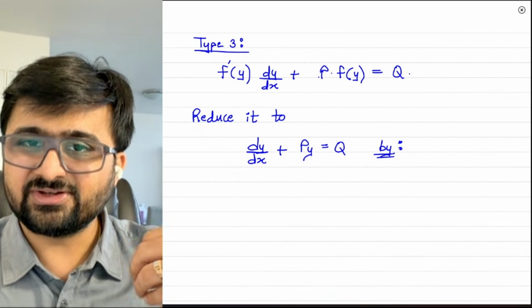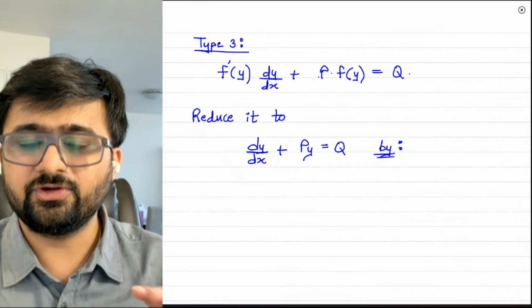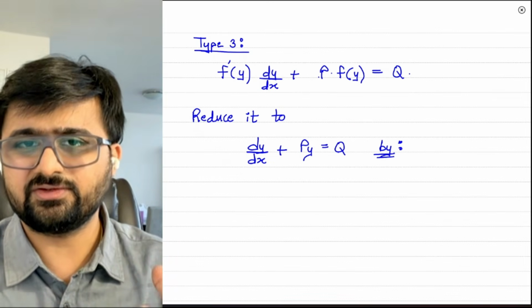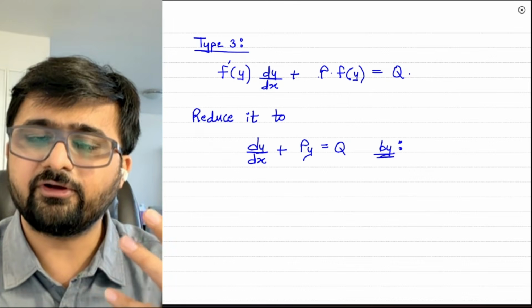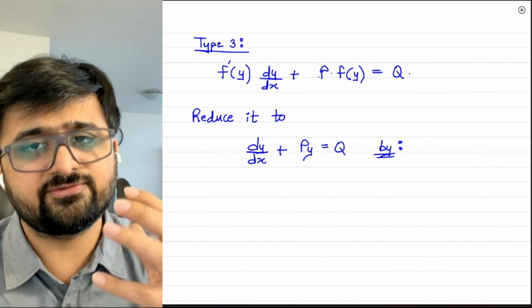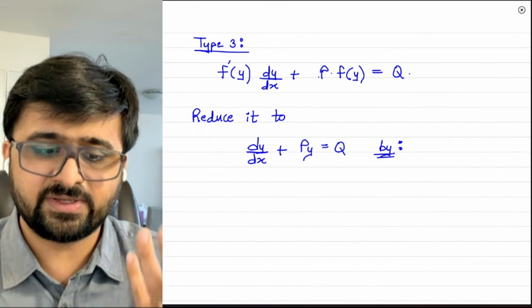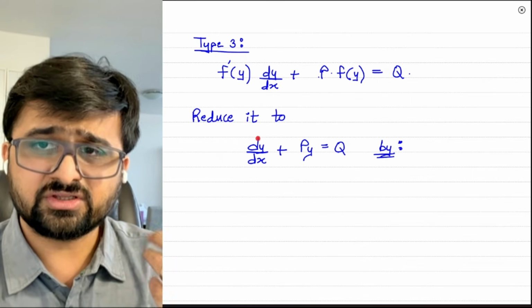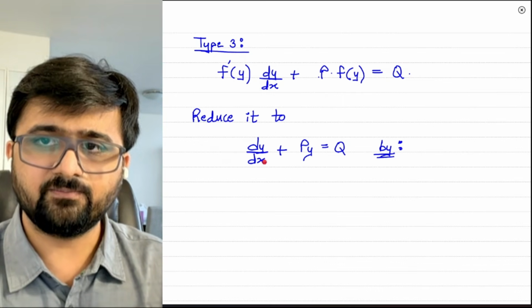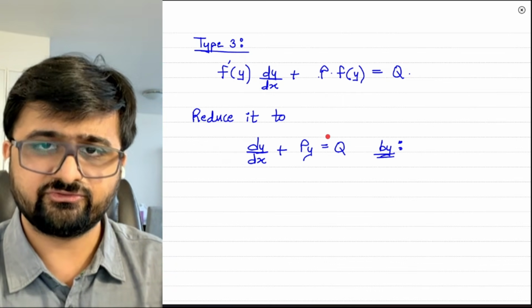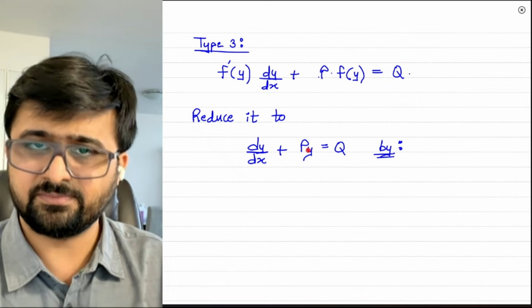All right, let's look at the next type, which is type 3 and type 4, which is reducible to linear differential equation. The differential equation given to you will not be linear by default. You will have to do a small thing and convert it to linear. Let's see what we mean by this. The original form that we know is dy by dx plus py is equal to q. That's the original linear differential equation form in y, because y is the dependent variable.